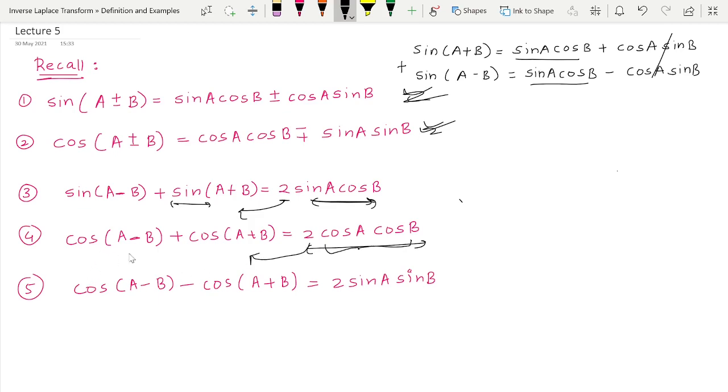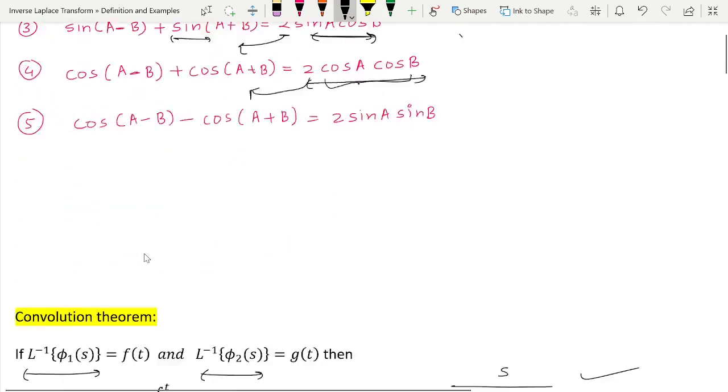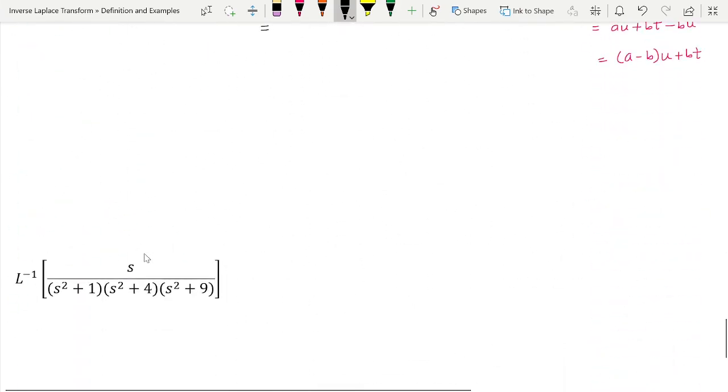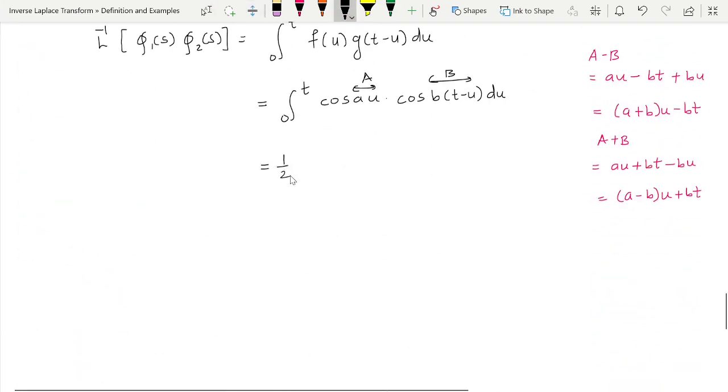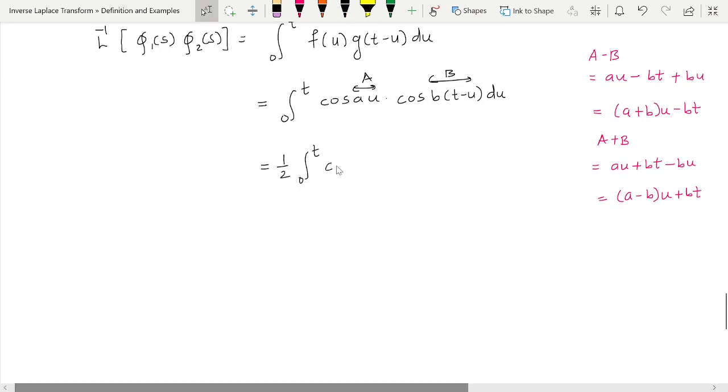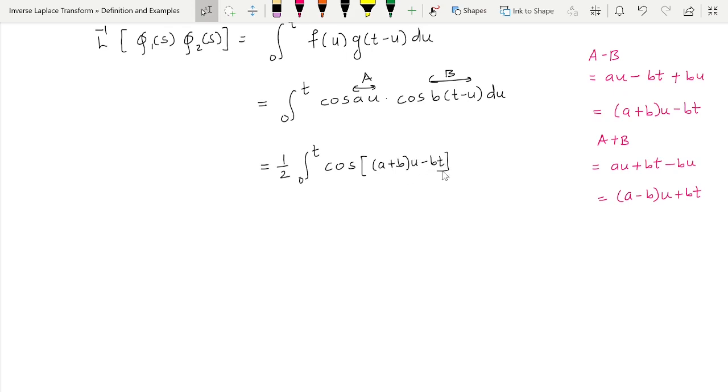So it will be 1 upon 2 [cos of A minus B plus cos of A plus B]. So therefore half integral 0 to t cos of A minus B, but the value of A minus B I already have, that is nothing but (A plus B)u minus BT, and plus cos of A plus B, and my A plus B is (A minus B)u plus BT, and outside it is du. So this is equal to half.